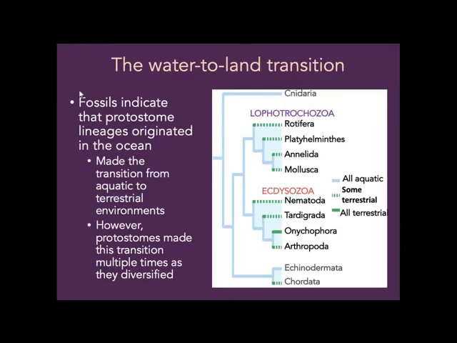Okay. So, looking at the fossil evidence, there is reason to believe that the protostome lineage started out in the ocean and then transitioned from aquatic to terrestrial environments, but it didn't just happen one time. We think that this transition happened multiple times in different lineages. All of the blue lines represent aquatic lineages that are all aquatic, like the echinoderms or the cnidarians. The green ones are all terrestrial, and then the rest of them have some terrestrial members and some aquatic members. So it seems clear that this is a big, messy tree, and probably the transition from water to land happened many times.